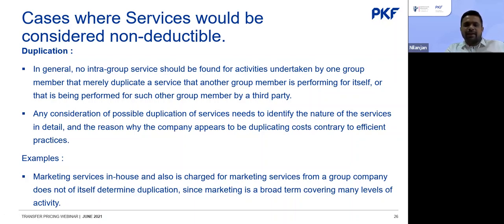But in considering what duplication is, we need to understand. Here we will take a couple of examples, the first one being marketing services. Marketing services might have various levels. So just having marketing services from third parties and group companies will not make it duplication. We need to understand the category or type of marketing services being rendered by both parties before we go on and say that this is duplication.